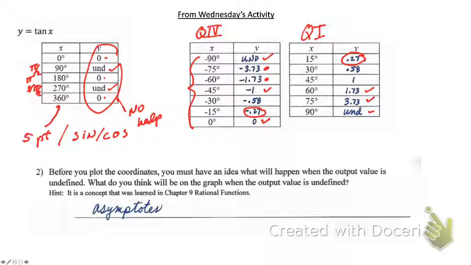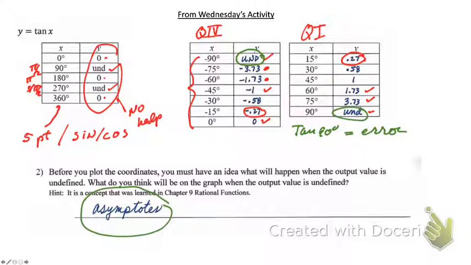But how do we handle an answer of undefined? We take the tangent of 90 here. Our calculator says error. What do we do? What do we do with undefined values? Well, you should remember from chapter 9 on the graph, when we have undefined values in our domain, we have to exclude them. How do we exclude them? With asymptotes.